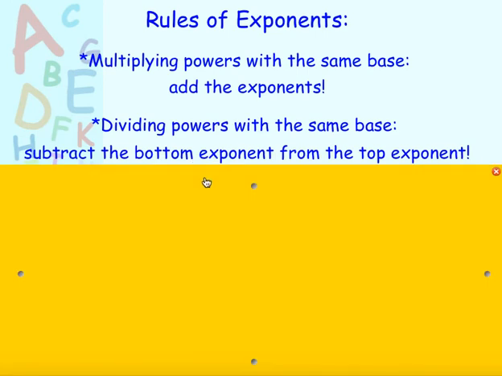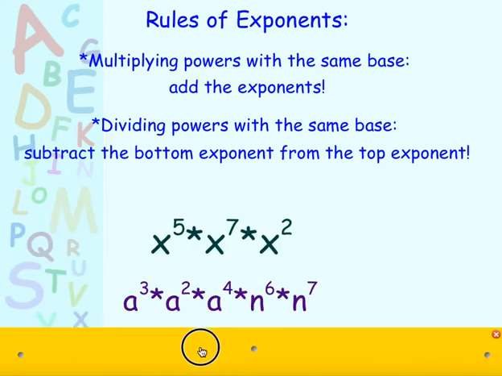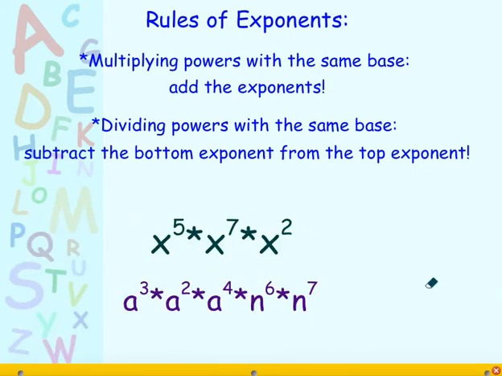Dividing, on the other hand, we need to be able to subtract the bottom exponent from the top exponent. Let's focus on the multiplying powers. So x to the 5th, x to the 7th, x squared. Those are all being multiplied together. They have the same base, which is great. We must have that. So we just add 5, 7, and 2, which means that I have actually 14 x's being multiplied together in total.